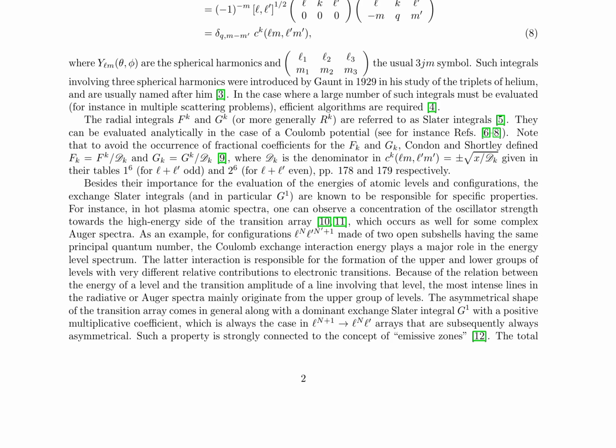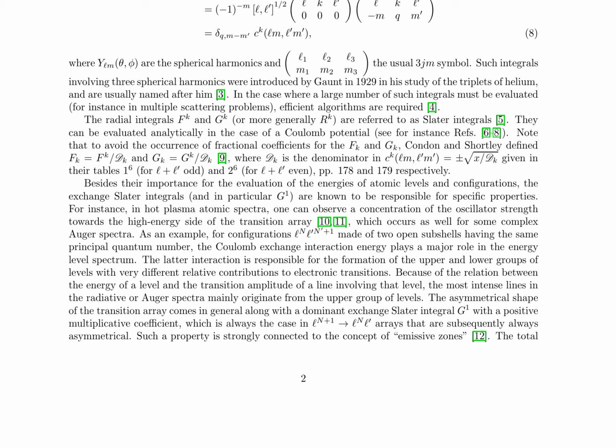The exchange-Slater integrals, particularly G1, play a crucial role in understanding specific properties of atomic spectra, such as the concentration of oscillator strength towards the high-energy side of the transition array. This property is connected to the concept of emissive zones, and is responsible for the asymmetrical shape of transition arrays.